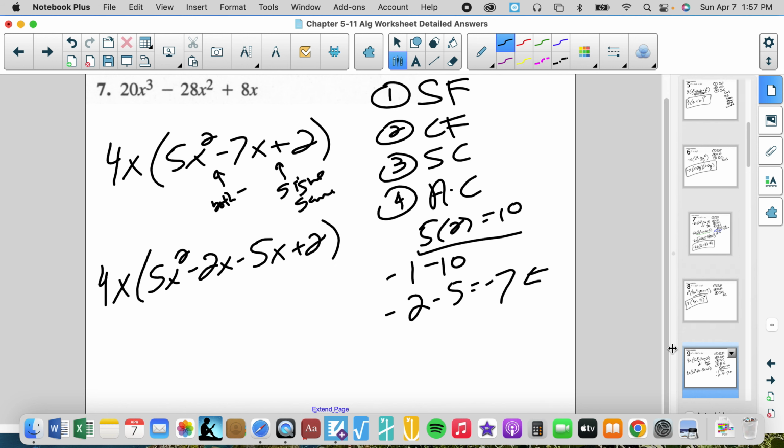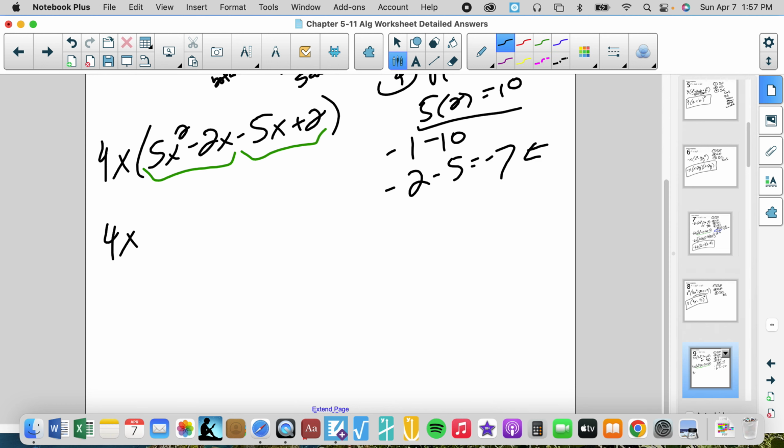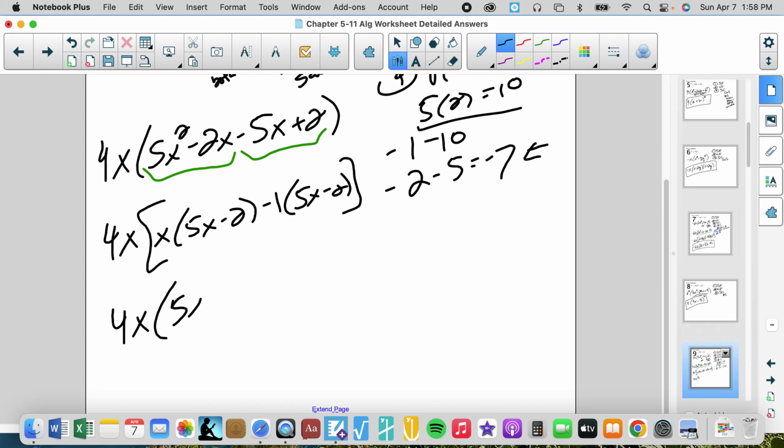Let's factor by grouping. And we are going to get 4x. And then let's factor out an x, which leaves us with 5x minus 2. Let's factor out a -1, which is 5x minus 2. 4x times quantity 5x minus 2, x minus 1.